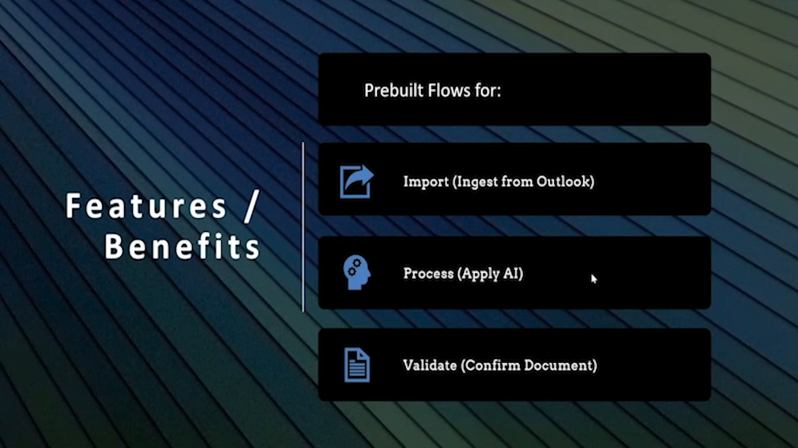The next step is the process flow. This is where the AI is actually applied. So after a file is imported, it is processed. Finally, we have validation. So when a file that the AI has run against is validated by someone within the app, there's a very small flow that updates some data on the occurrence of that event as well.